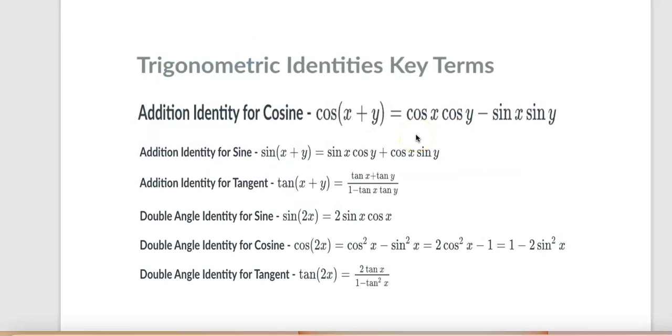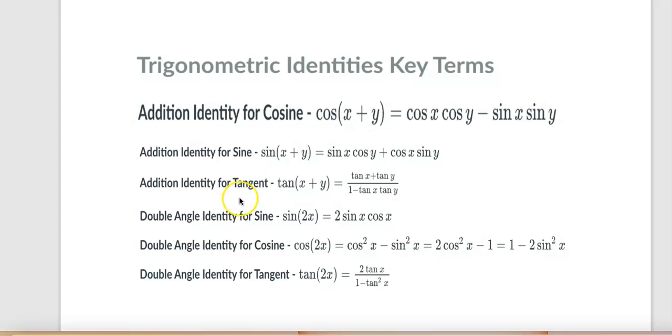Some of the key terms which we will be using in this session is addition identity for cosine. So our formula is cosine of x plus y is equal to cosine x cosine y minus sine x sine y. Second identity is addition identity for sine. Sine x plus y is equal to sine x cosine y plus cosine x sine y.